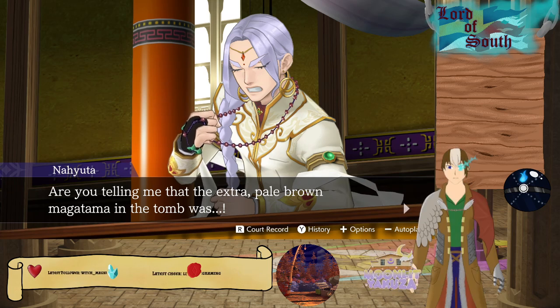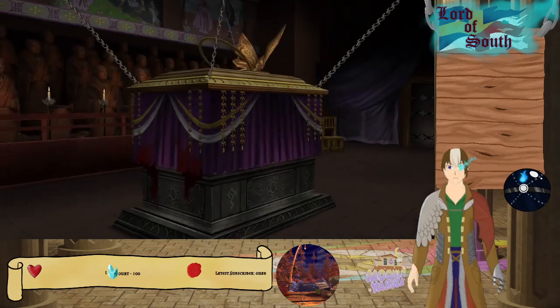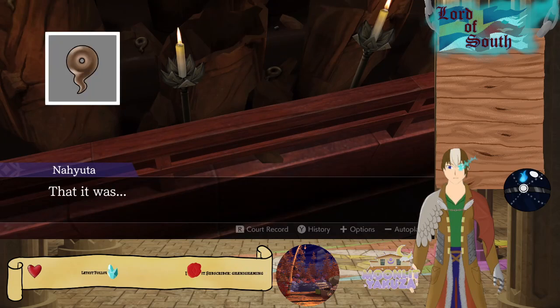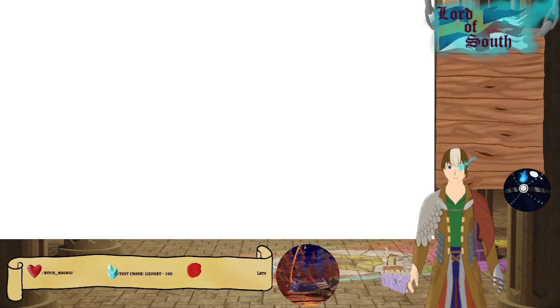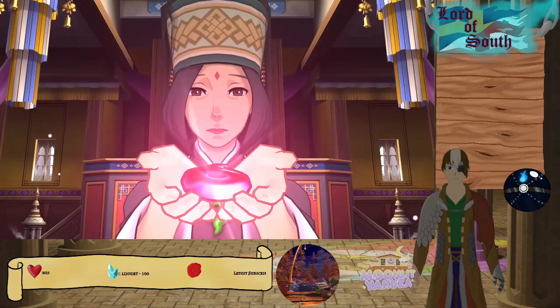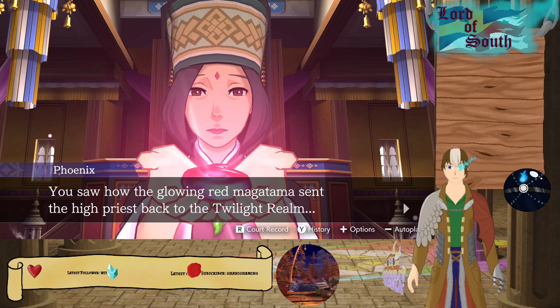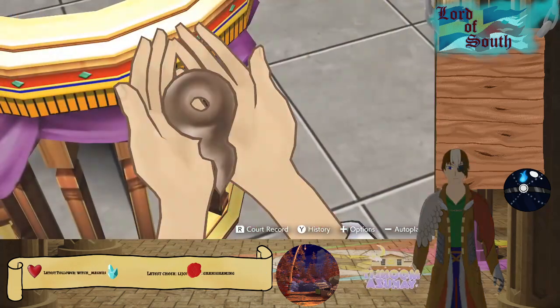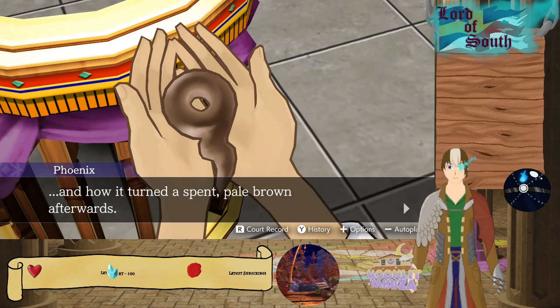Are you telling me the extra pale brown Magatama in the tomb was... Well, pale brown? Oh, right, we found a Magatama over there that was a porting Magatama. That's right, Prosecutor Sadman, and you've seen one in action before. You saw how the glowing red Magatama sent the High Priest back in Twilight Realm. Oh, I forgot about that part, actually. And how it turned a spent pale brown afterwards.